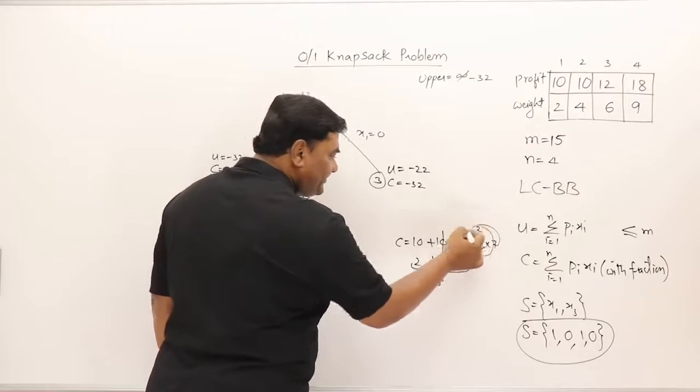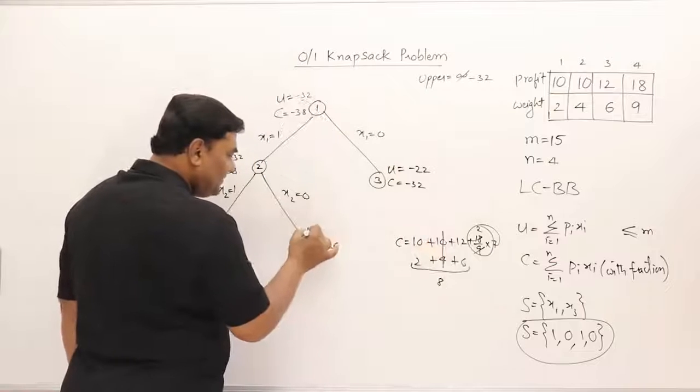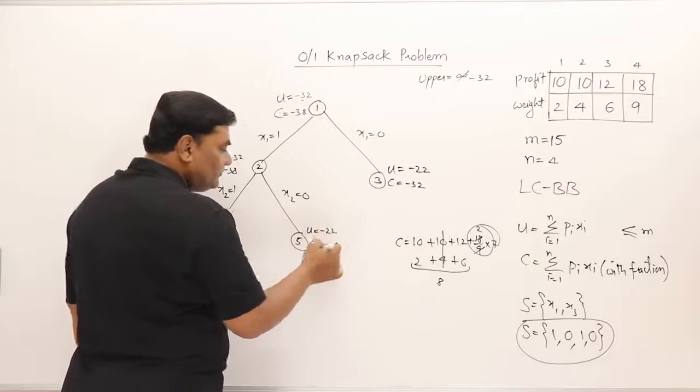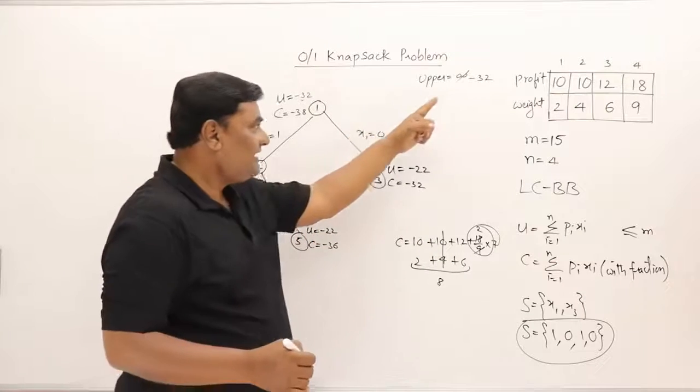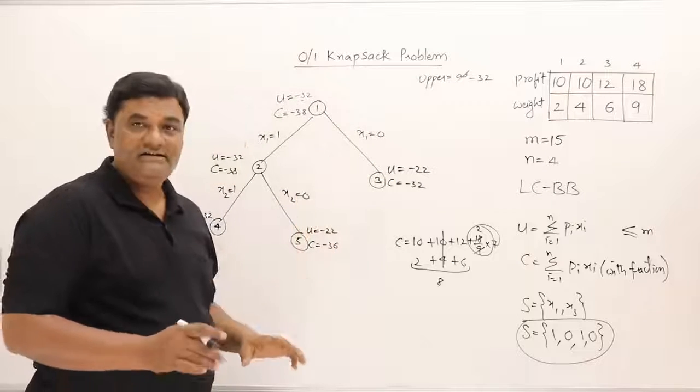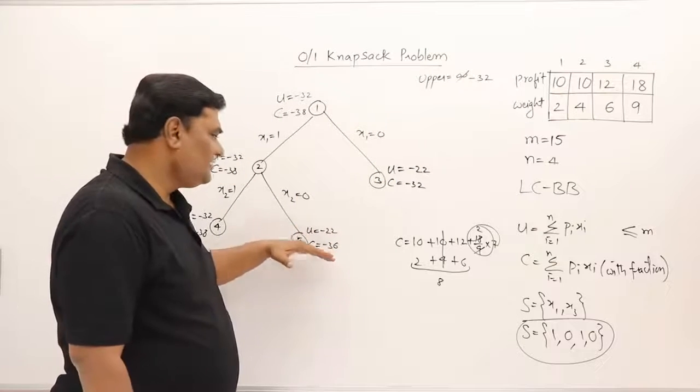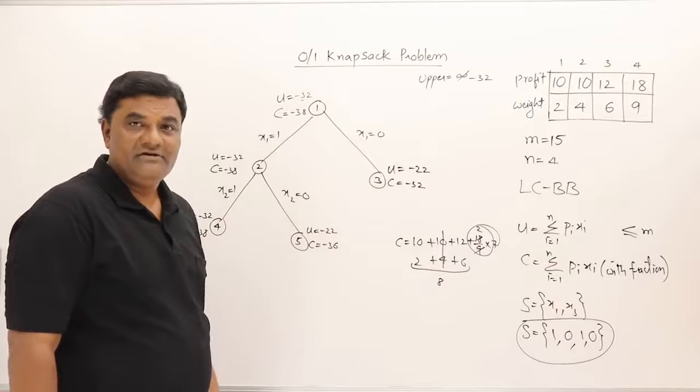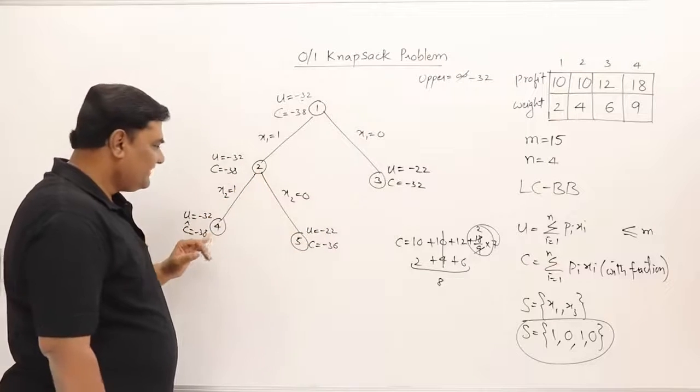But without fractions, if I take, this is 22. Upper bound is minus 22. Is it greater than that? Minus 36, is it greater than that? No. So don't kill the node, right? It remains alive. I have explored the second vertex.